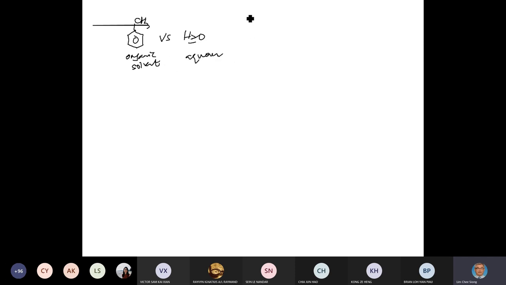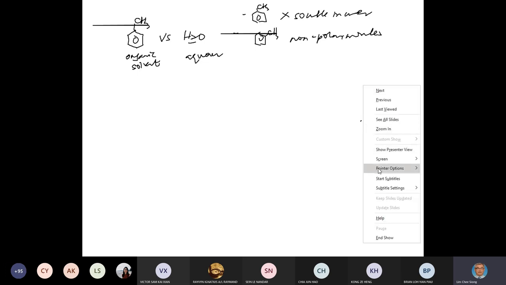Okay, so you have to use the key point, which is the first thing you have to mention about the toluene itself, which is not soluble in water. We give you 1 mark because the toluene itself is considered a non-polar molecule. Second point. Non-polar molecules. Oh, you want me to write it in a proper way? Okay.